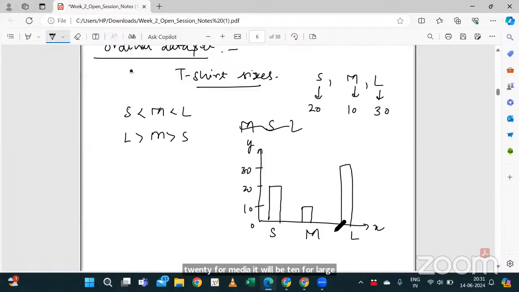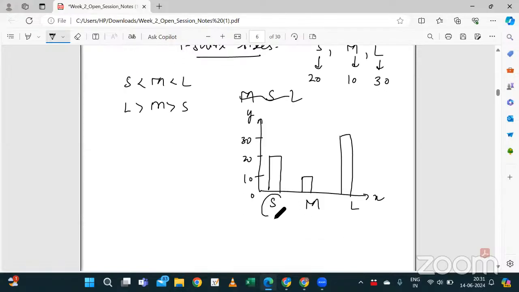So what we have done here, if you see, is we have preserved the order, right? First small size t-shirt, then medium size t-shirt, then large size. You can do it in reverse order as well. That's not a problem. Large, medium, and small. But we have to preserve the order.